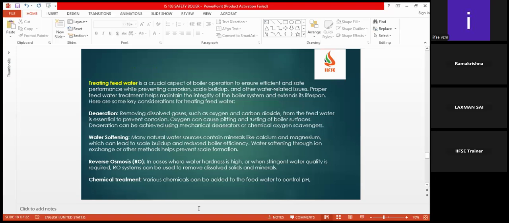Then treating feed water. It is crucial for boiler operating systems to ensure efficient and safe performance, while preventing corrosion, scale buildup, and other water related issues. Proper feed water treatment helps to maintain the integrity of the boiler system and also extend its lifespan. Here are some key considerations. Treating the feed water system is very important.